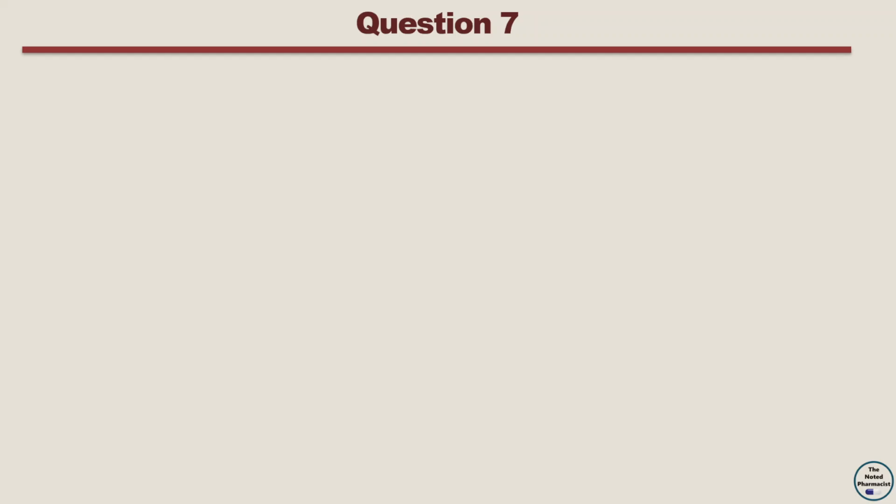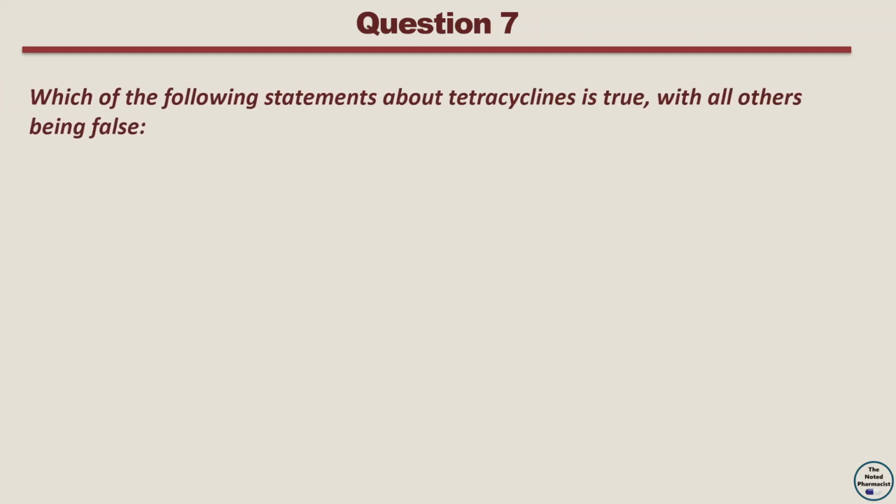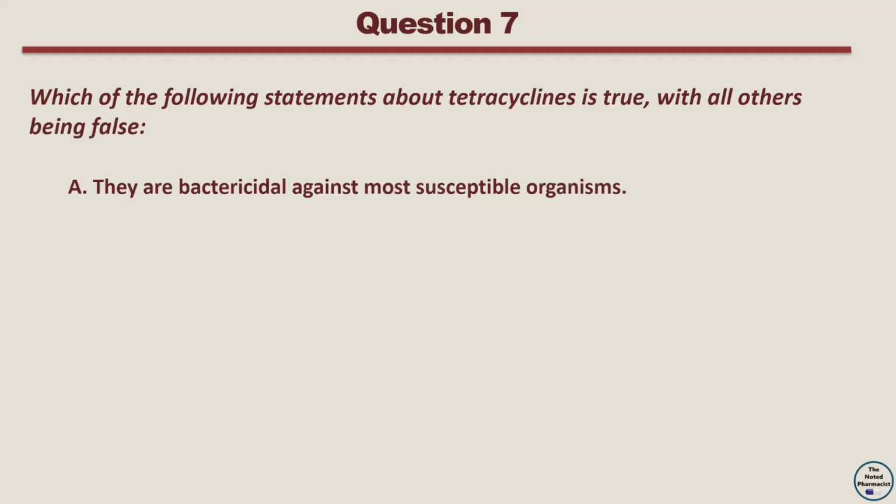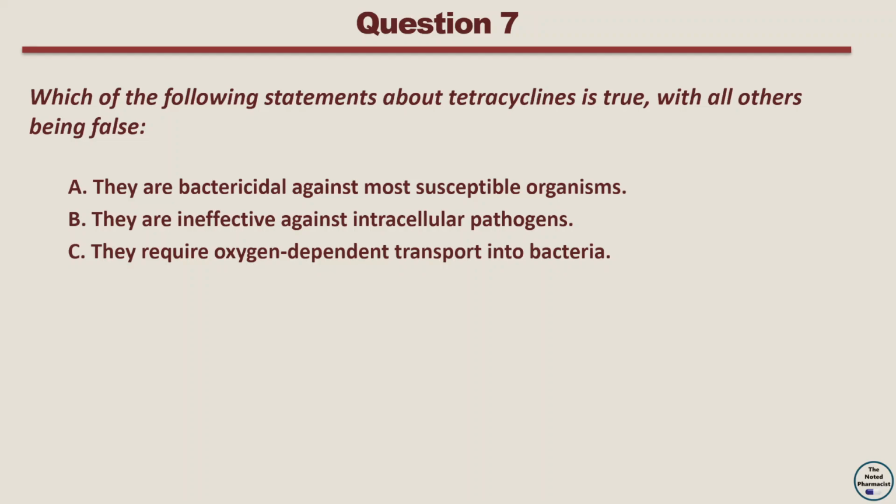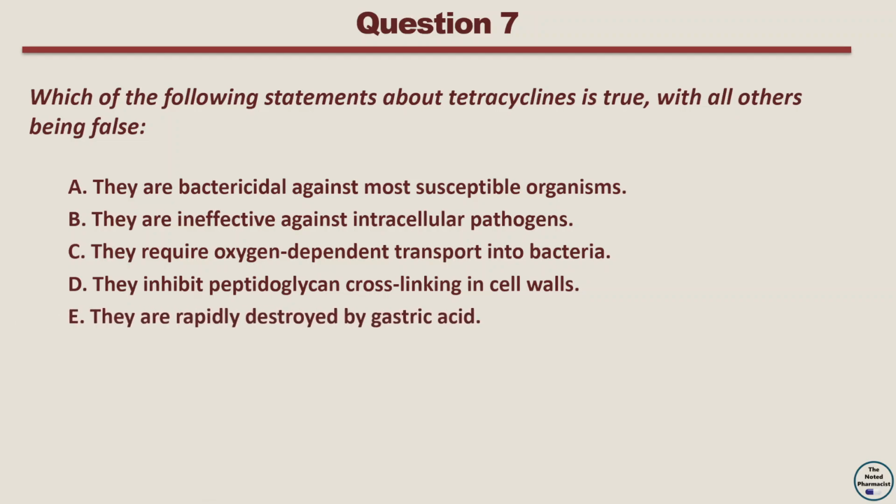Question 7. Which of the following statements about tetracyclines is true, with all others being false? Option A. They are bactericidal against most susceptible organisms. Option B. They are ineffective against intracellular pathogens. Option C. They require oxygen-dependent transport into bacteria. Option D. They inhibit peptidoglycan cross-linking in cell walls. Option E. They are rapidly destroyed by gastric acid.